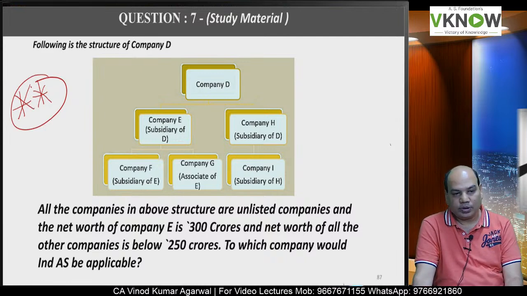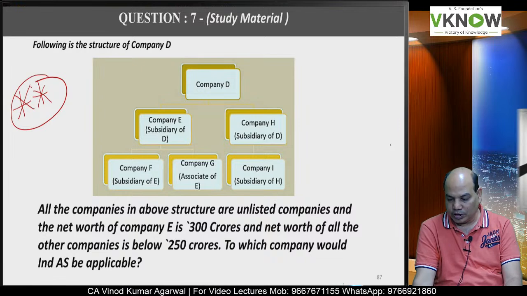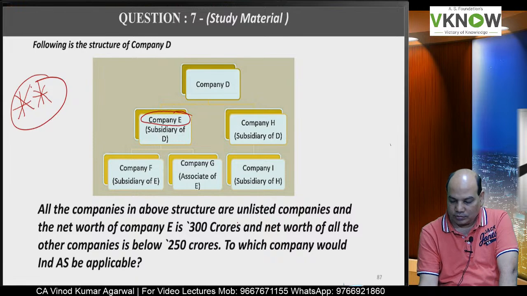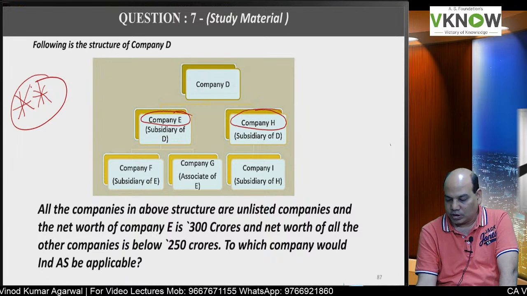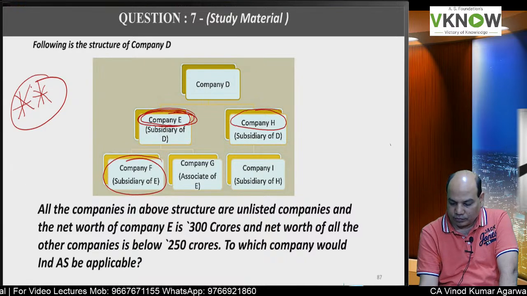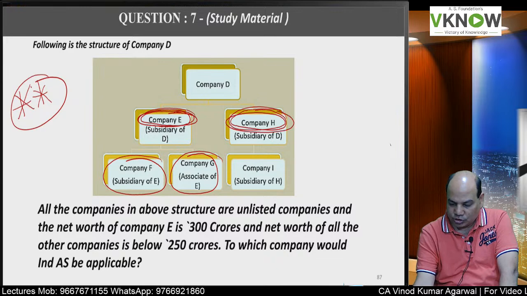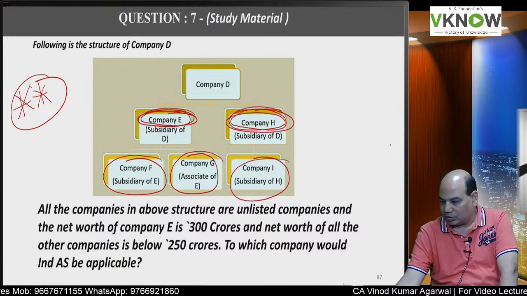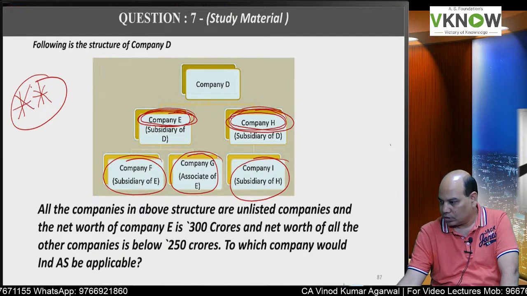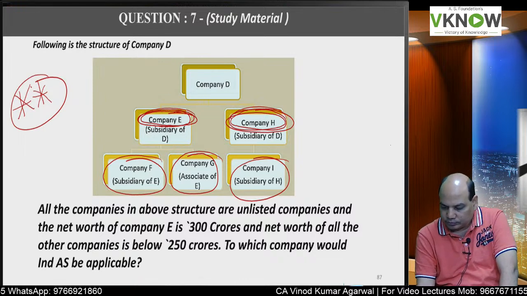Following is the structure of company D. There is a company D. It has two subsidiaries, E and H. Company E has a subsidiary F. Company E has an associate G. Company H has a subsidiary company I. Is it right? Are you following the group structure?